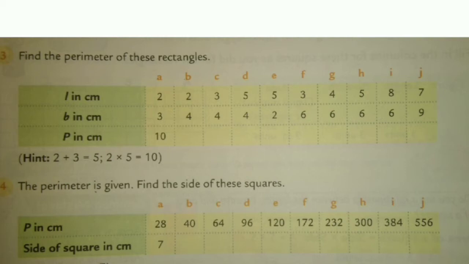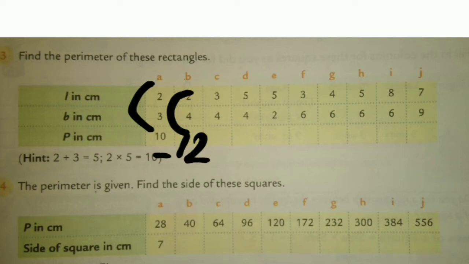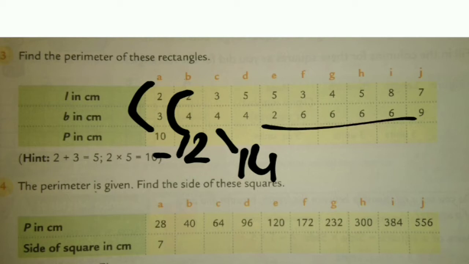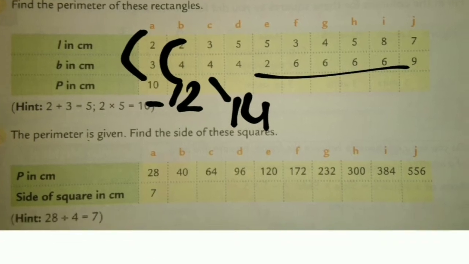Question number 3, find the perimeter of these rectangles. Rectangle means we want length and breadth. So length and breadth we will add, into 2 we can do. See, 3 plus 2 is 5, 5 into 2 is 10. 2 plus 4 is 6, 6 into 2 is 12. 3 plus 4 is 7, 7 into 2 is 14. Like this we have to solve the remaining questions.